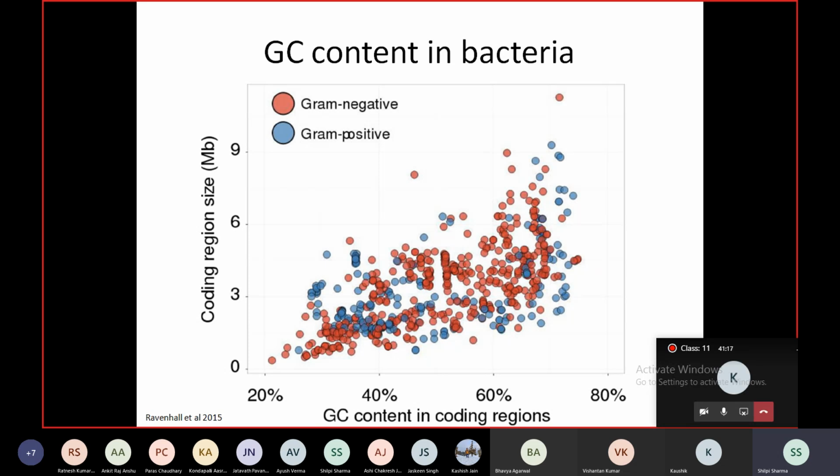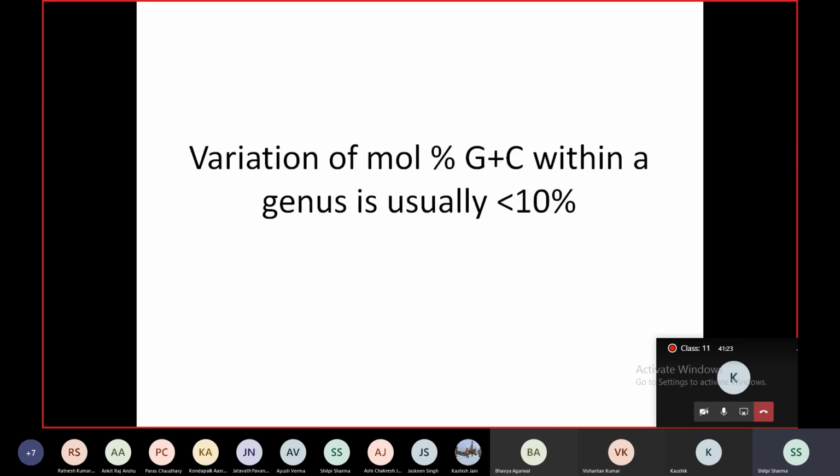ठीक है, फिलहाल तो मैंने आपको रेंज बताया कि बैक्टीरिया में देयर इज अ लॉट ऑफ डाइवर्सिटी, even in terms of GC content. But how it's important for taxonomy is that within a genus, the percent G plus C does not vary more than 10%. So there's always a similarity, and this difference is only less than 10% within a genus. And this is one of the molecular characters that helps in grouping microorganisms.